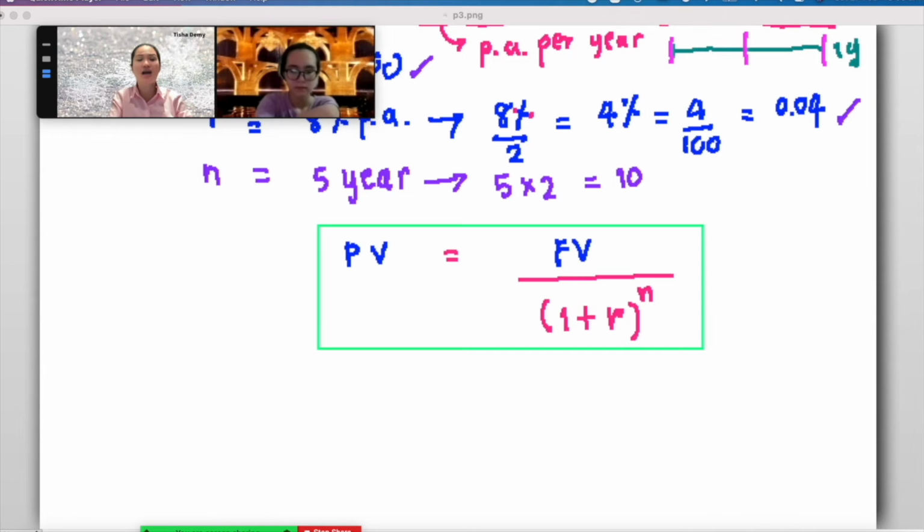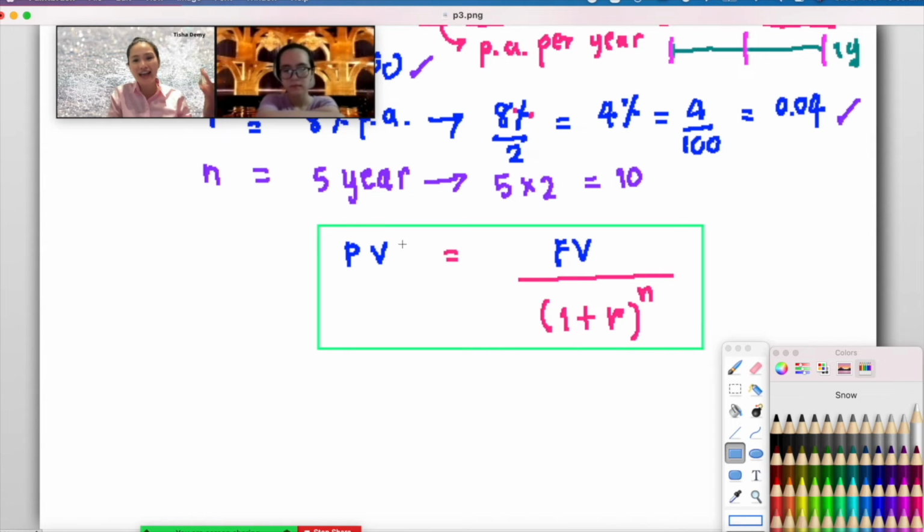Yes. Okay, guys, after we get everything here, let's focus on our formulas again. Jasmine, what is our formula, please? PV, present value, equals FV divided by 1 plus R the power N. Okay, I'm going to help you guys again. I'm trying to write them properly because we're going to substitute everything. Okay, what is FV?